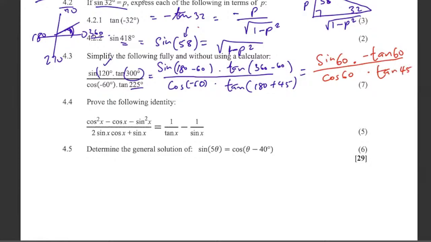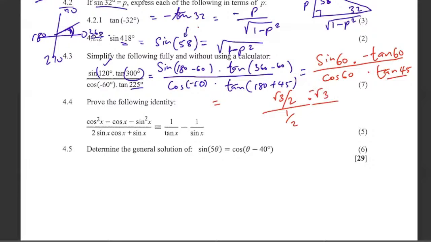These are special angles we can choose to simplify. So I know that sine over cos is also a tan. Since I already have a tan, I'm going to have negative tan squared of 60. Tan of 45 is just 1. But it's fine, let me not rush it. Let's see. That is root 3 over 2 over 1 over 2. The tan of 60, remember tan is opposite over adjacent, which is just the root 3.